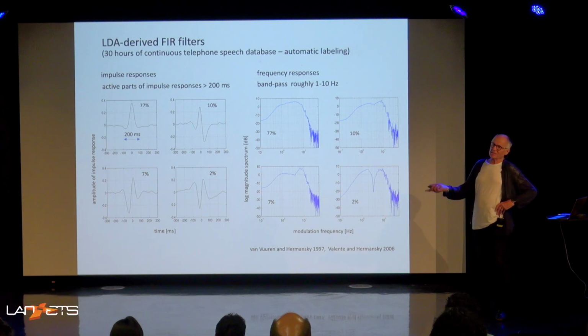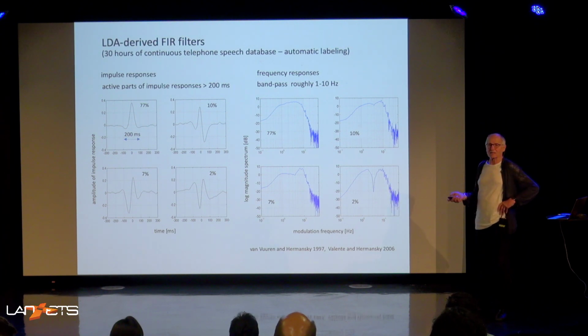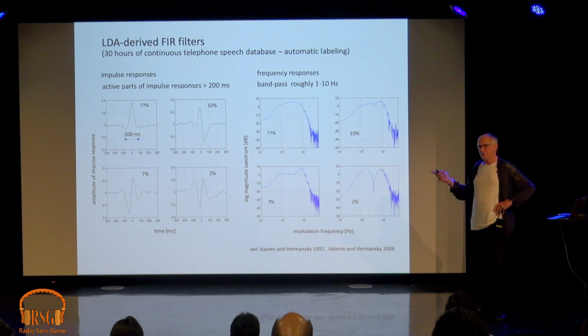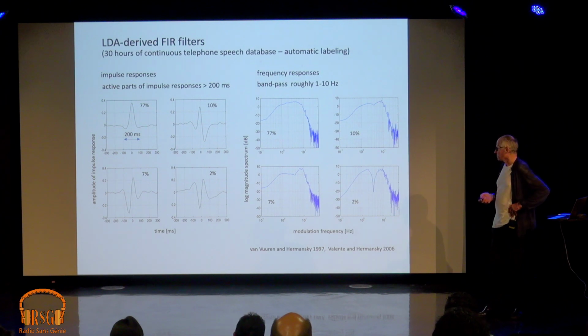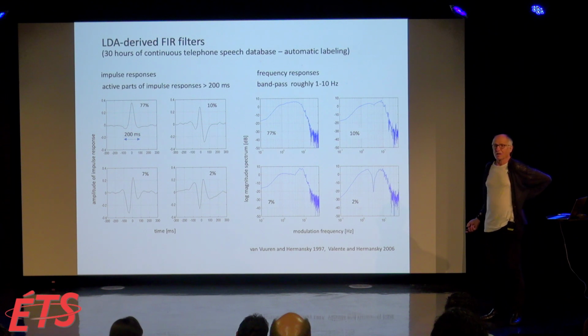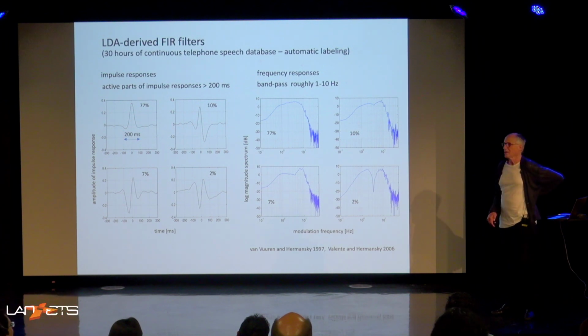You should suppress anything which is less than 1 Hertz, which is changing much slower. And you should also suppress things which are faster than 10, 15 Hertz. That's what is being suggested by this linear discriminant analysis. Again, first experiments were 1997, but we repeated it again under some DARPA funding in the 21st century. Still the same answer.